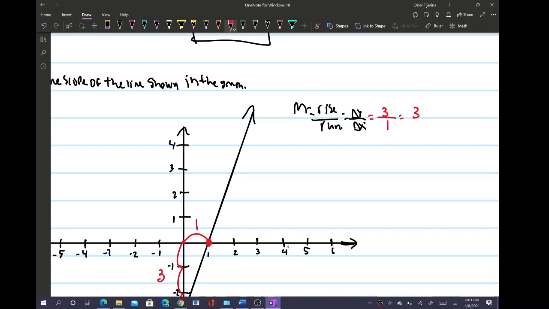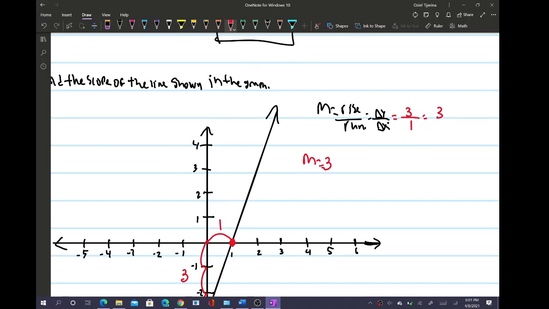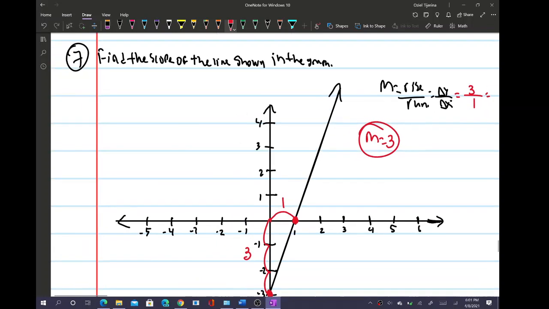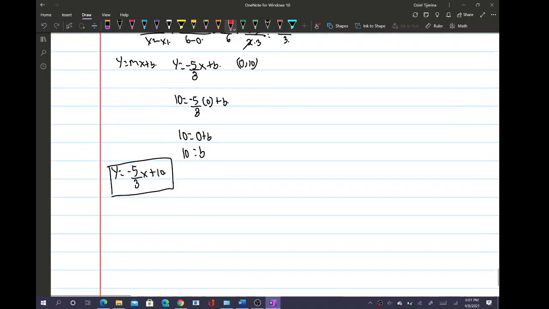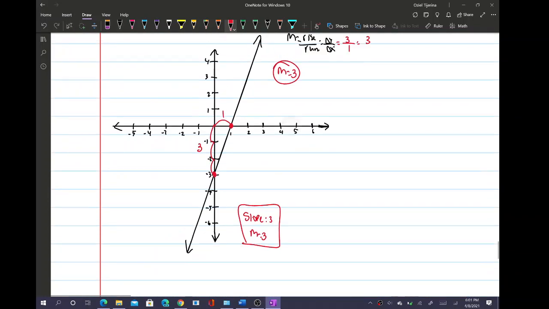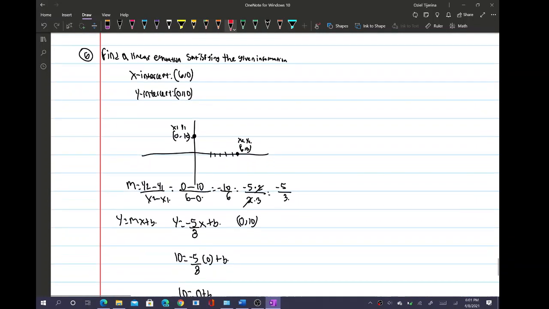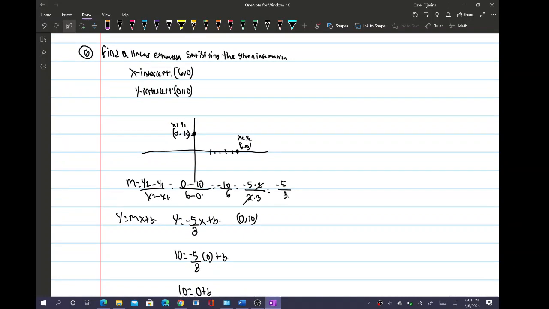So then our slope is 3, m equals 3. I would say m equals 3, just to kind of, I would say both things actually.